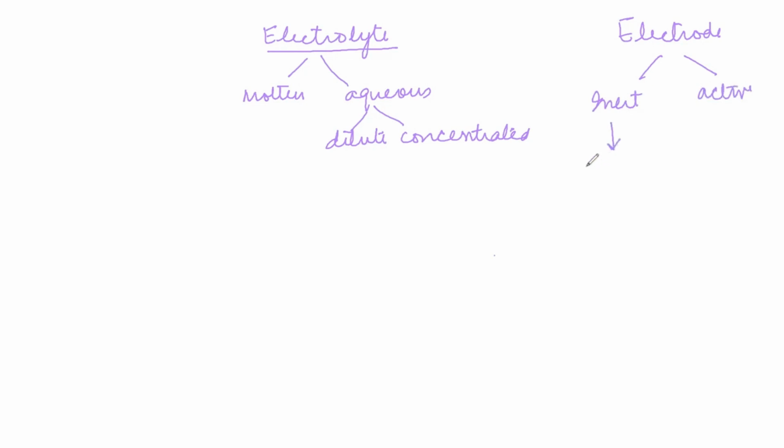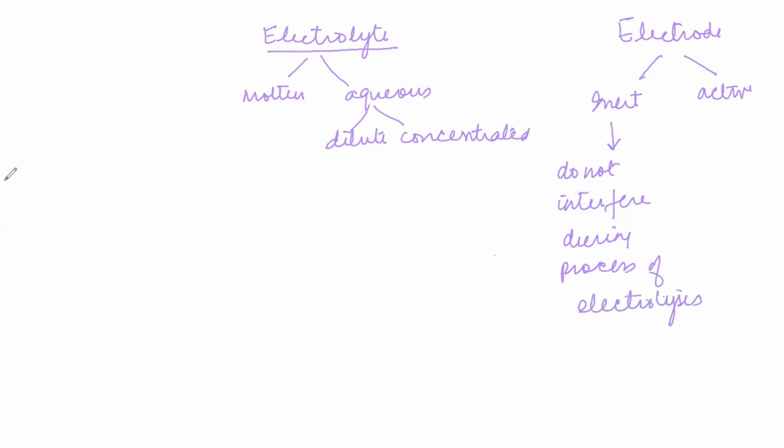Inert electrodes are those electrodes which do not interfere with the process. They do not have any say during the process of electrolysis. And examples of inert electrodes are graphite and platinum. Graphite, which you can represent by the symbol carbon, and platinum. These are the two examples of inert electrodes.